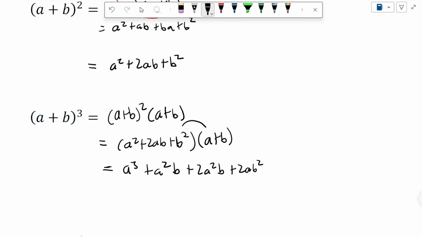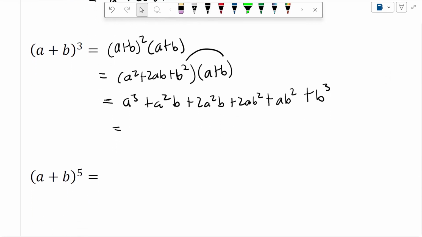Next one, B squared A, but I'm going to keep it in alphabetical order. So AB squared. And last one, B cubed. Really important you keep stuff in alphabetical order. It helps you spot like terms. Speaking of like terms, we can spot some.